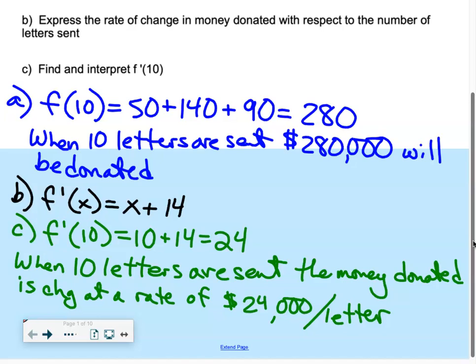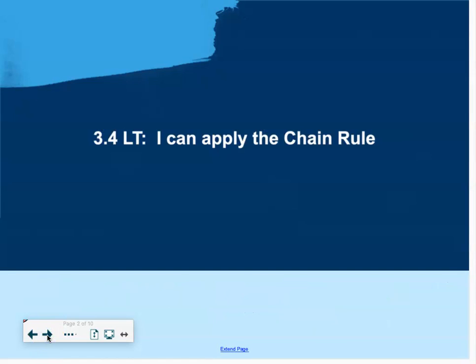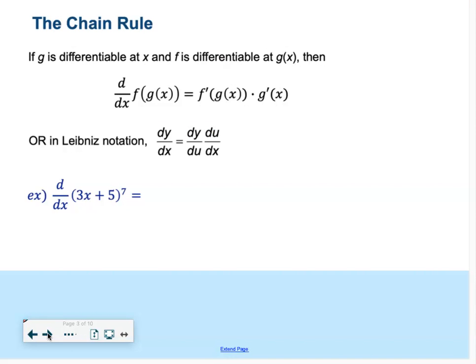Okay, that's the warm-up. Today we're doing section 3-4, which is all about the chain rule. After this lesson, we'll be able to do derivatives of slightly more complicated functions than what we've been doing so far. The chain rule, just so you know, works with composed functions.